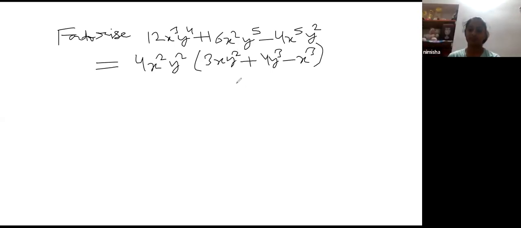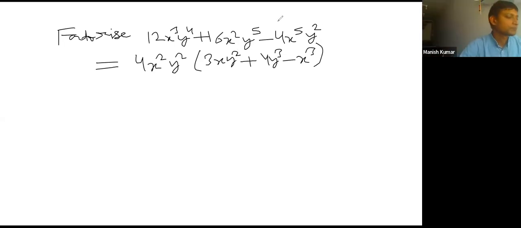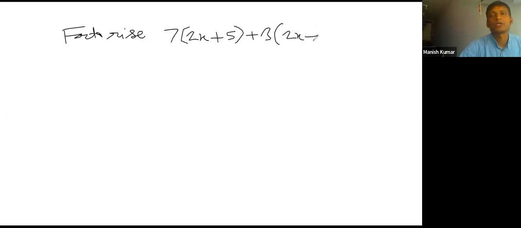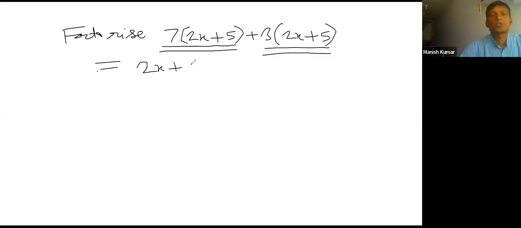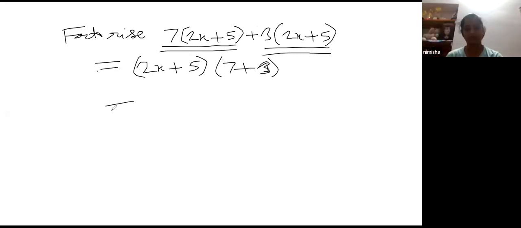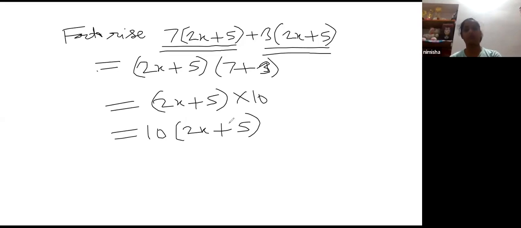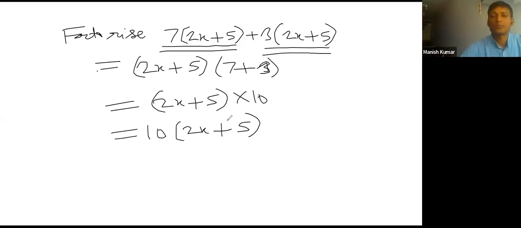Is this understood clearly? Yes, sir. Okay, now next type of question. Factorize 7 into 2x plus 5 plus 3 into 2x plus 5 equal to. What is common among these both? 2x plus 5. So we can write 2x plus 5 in bracket, and then what is left? 7 plus 3. So we can write 2x plus 5 into 10, or 10 into 2x plus 5. That's all. We have to find the common factor and keep it outside the bracket.